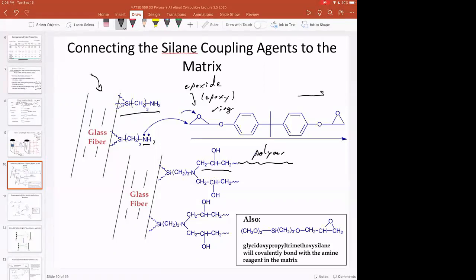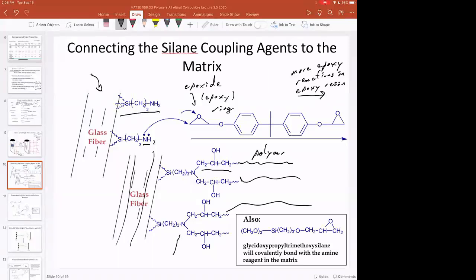And of course, you're going to have more epoxy reactions in your epoxy resin. And so you have polymer chains, you have your glass fiber, and now this silane coupling agent is the interface between the two. So this is a diagram of what the chemistry looks like when you put together the fiber, the silane coupling agent, and then customize that silane coupling agent for what's happening with your polymer chemistry.